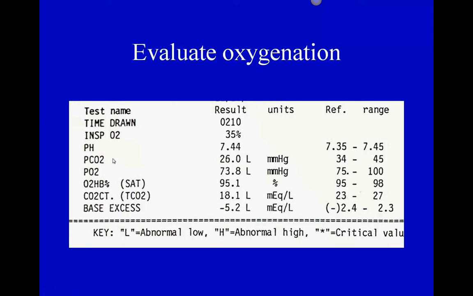To evaluate oxygenation, look at your PO2. Is it less than or equal to 60? If not, we're going to say no, they're okay. Is their hemoglobin saturation less than or equal to 90? If it's not, we're going to say they do not have hypoxemia. Then the last thing we do is we look at their CBC and look at what their hemoglobin level is, because you can have oxygen in your blood, but you need hemoglobin to be able to take it to the cells.